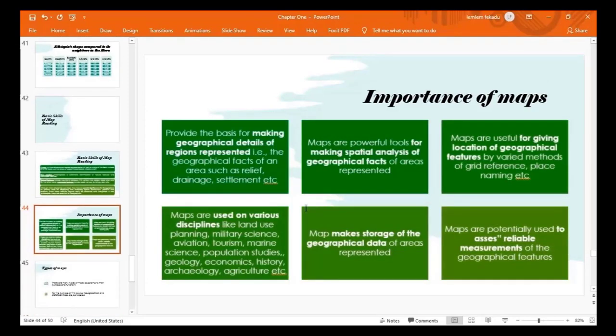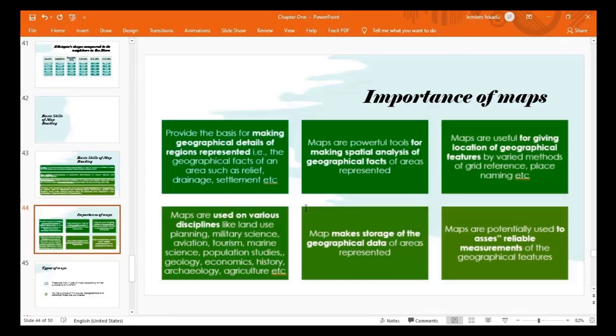The importance of maps. A map provides the basis for making geographic details of regions represented, that is, the geographical facts of an area such as reliefs, drainage, settlement, etc. So maps are very important in making geographical details of a region or a certain place. And also maps are very powerful tools for making spatial analysis of geographical facts of areas represented.